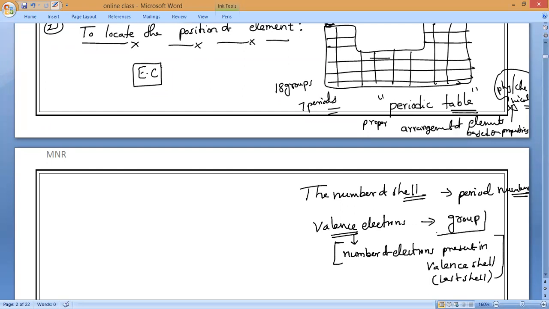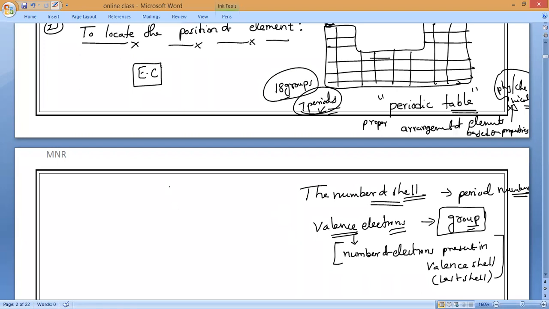Okay, everybody? So now, as I told you, totally how many groups are there? 18 groups and 7 periods. That is the periodic table. So with the help of the number of shells, I can say which period an element will come in, and with the valence electrons, I can say which group it will come in. Shall we discuss now, everybody?